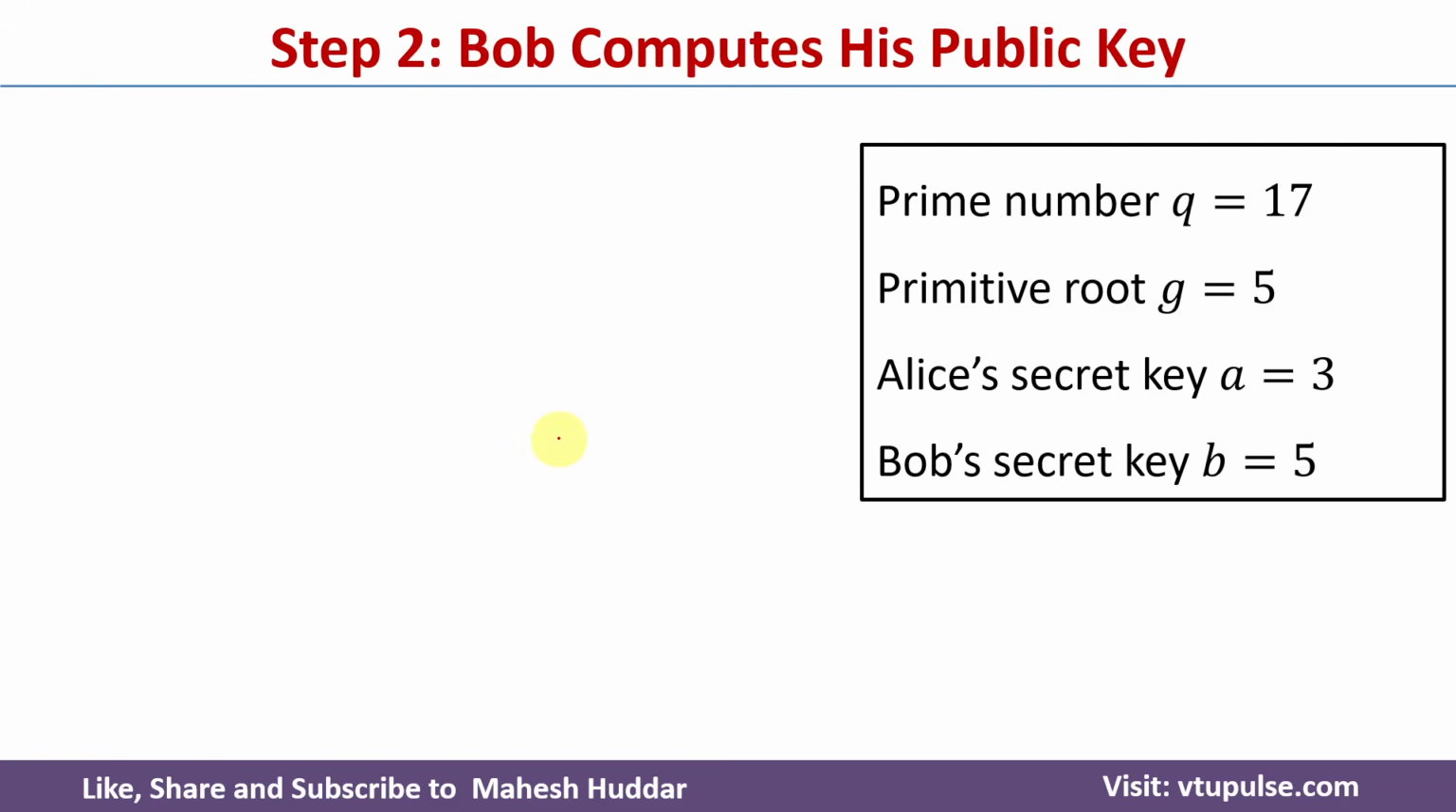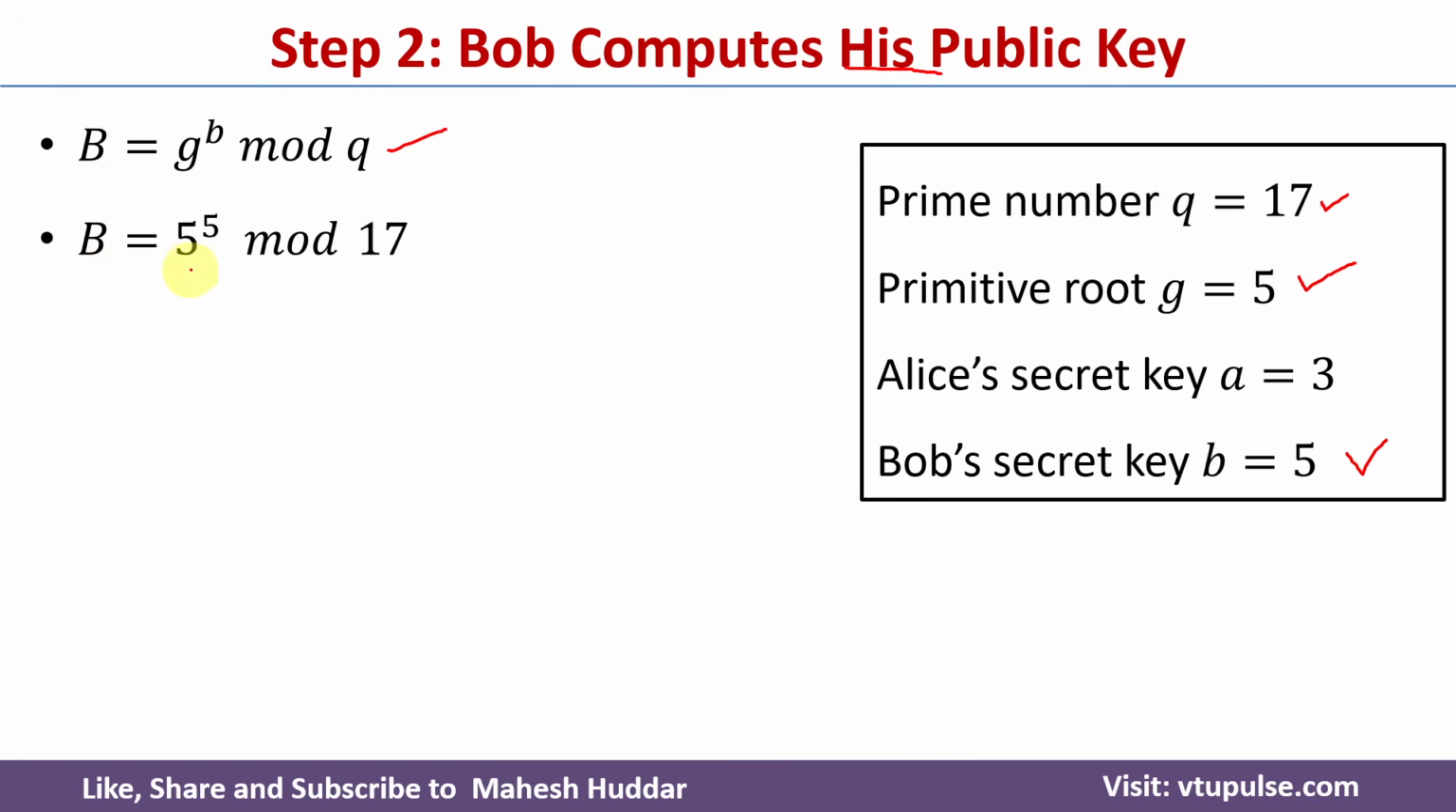In the second step, Bob computes his public key by using the formula B = G^B mod Q. The G value is 5, the B value is 5 and the Q value is 17. We need to put these values in, so we get B = 5^5 mod 17.